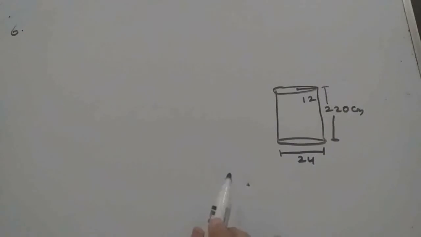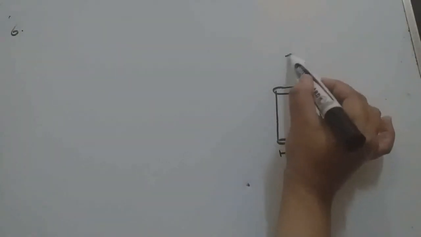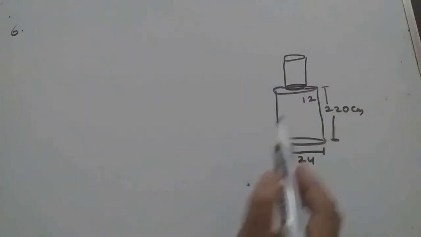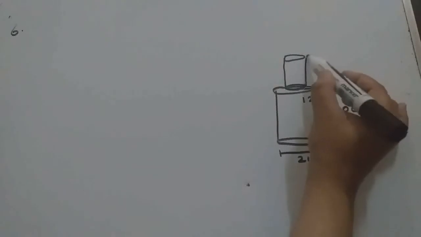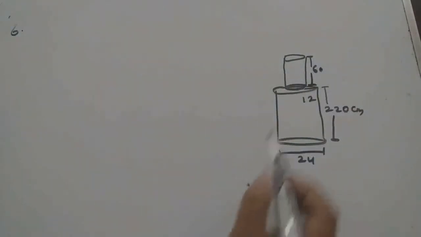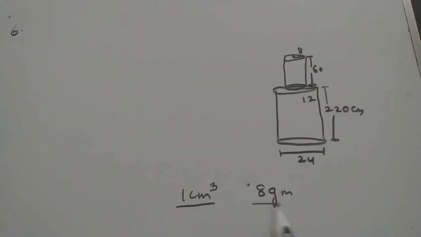Then it is surmounted by another cylinder, surmounted means on the top another cylinder is there, of height 60 centimeter and radius 8. Find the mass of the pole given that 1 centimeter cube of iron is approximately 8 gram.